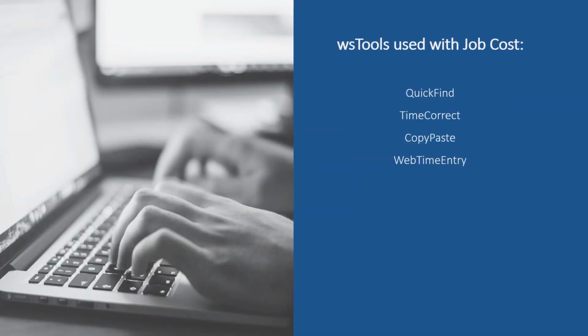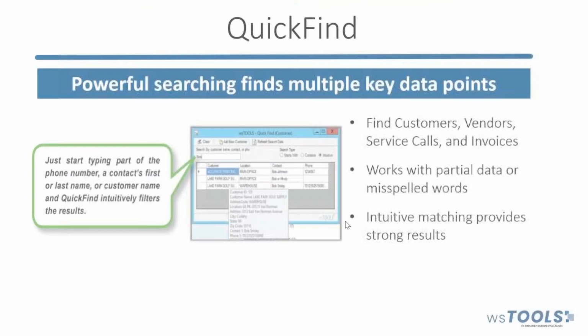The next section gets us into four more tools. There's a tool called Quick Find, and this gives us the capability to find more than just job invoices. We can find customers, service calls, etc. So we'll see and talk about more of that. Time correct, copy paste, and web time entry. So let's get into each one of those.